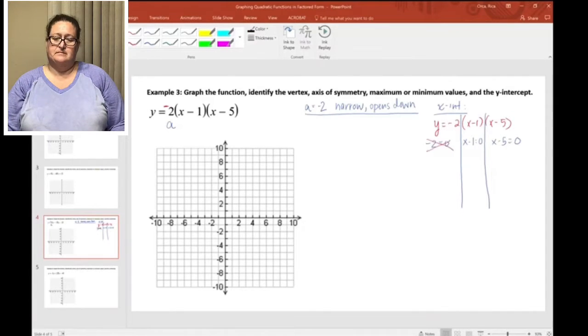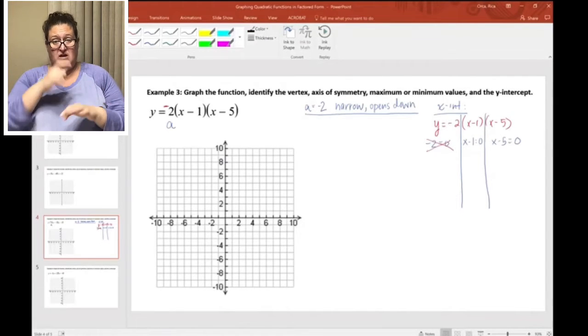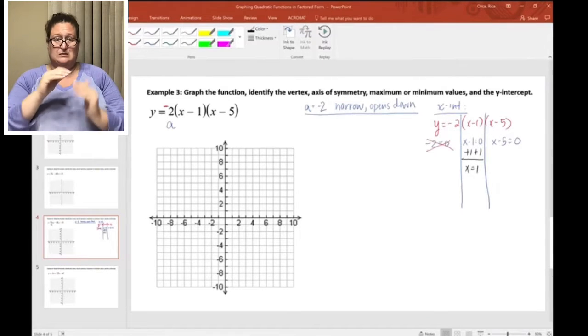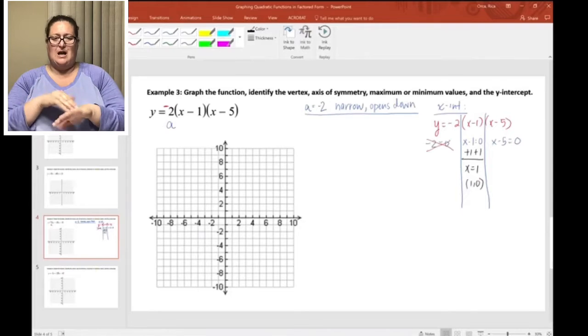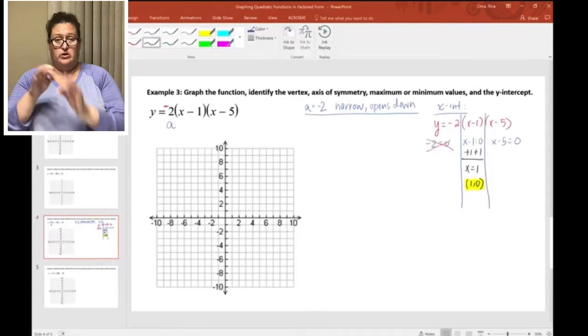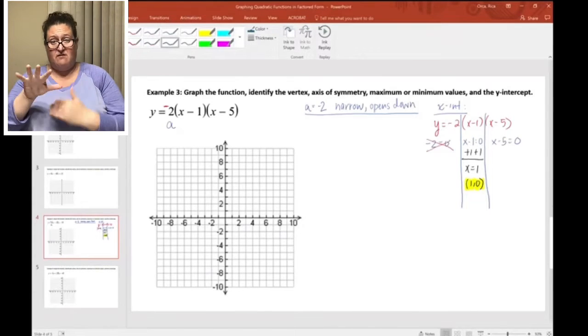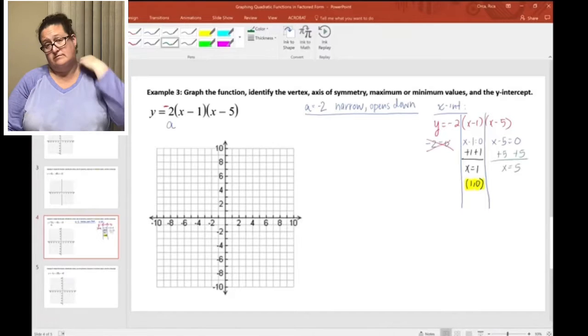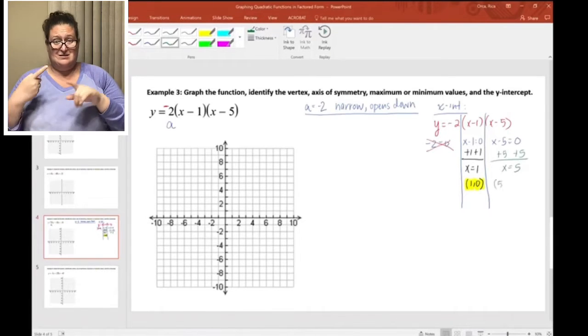In our second equation, we have x minus 1 equals 0. To solve for x, we're going to add 1 to both sides, and that's going to give us x equals 1. So our first x-intercept is at (1, 0). For our third equation, we have x minus 5 equals 0. I want to just add 5 to both sides. x equals 5. So our second x-intercept is at (5, 0).